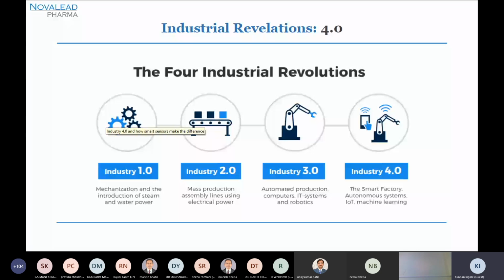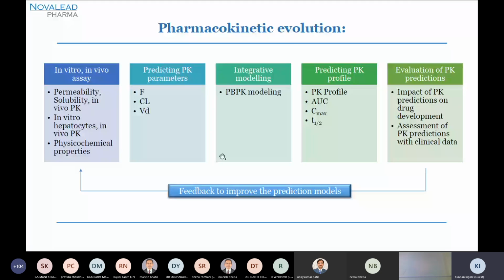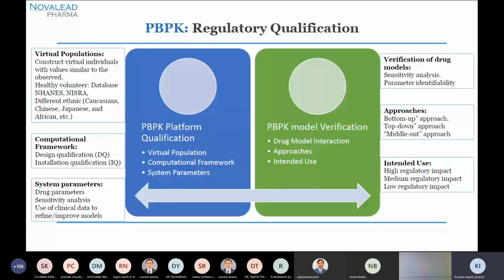Now, in this line, I have shown part of this slide earlier, where we are looking at the pharmacokinetic evolution. We start with in vitro data predicting pharmacokinetic parameters, develop an integrative model, and calculate the predictive profile. Going forward, based on the clinical outcomes that come up, you can go back and refine your model. This is definitely being practiced currently. The outcome is that regulators have started believing in computational models, if they are backed up by a good amount of qualification.